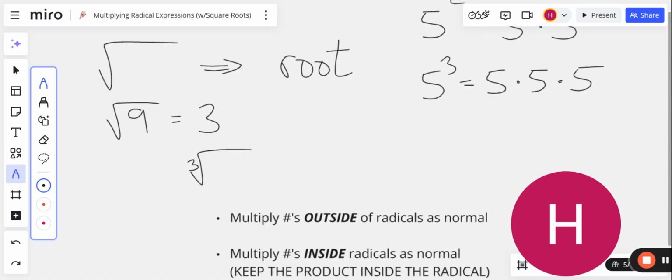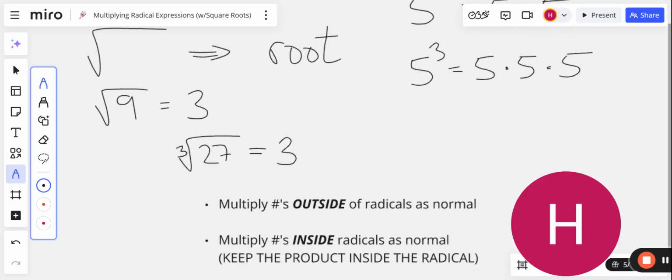But if there's a number here like 3, then this is asking what number cubed is going to give us 27. So what number times itself again will give us 27. And that's still going to be 3 in this case.